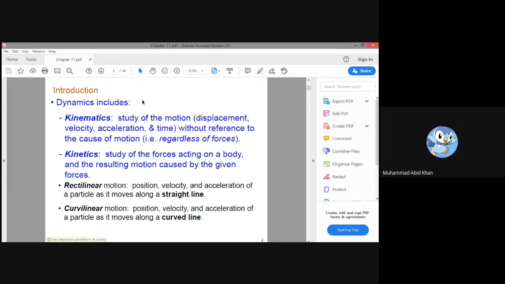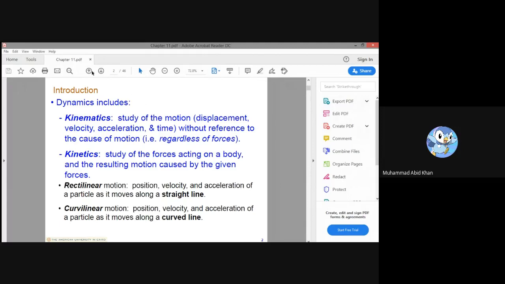Next is rectilinear motion. What is rectilinear motion? It shows the position, velocity, and acceleration of a particle as it moves along a straight line. I will show you in the coming example. And curvilinear motion is like the previous one, but along a curved line. It is the same thing: position, velocity, and acceleration of a particle as it moves along a curved line.